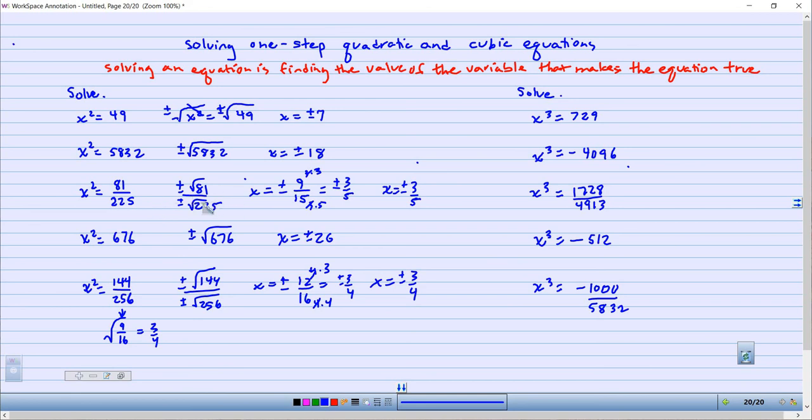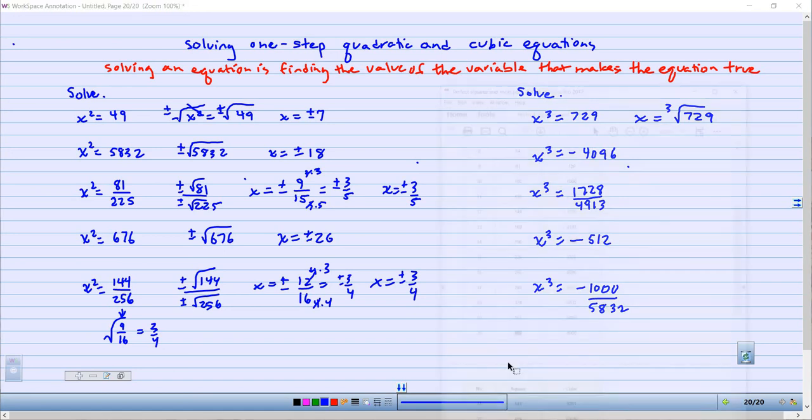All right, so that's how you do quadratic equations in one step. You take the square root. What about cubic equations? Like I said earlier, we're going to take the cube root, but there's a big difference with cube roots. Positive numbers have positive cube roots, and negative numbers have negative cube roots. There's only one root per number. So when I solve this, x is going to be the cube root of 729. Notice there's no plus or minus going on.